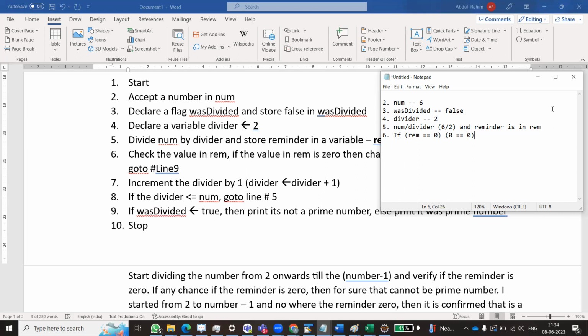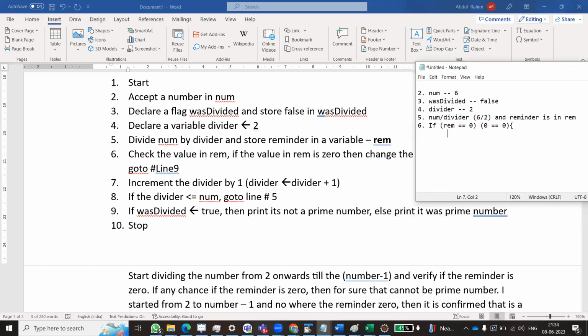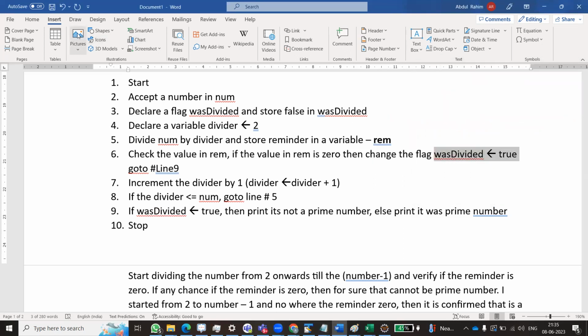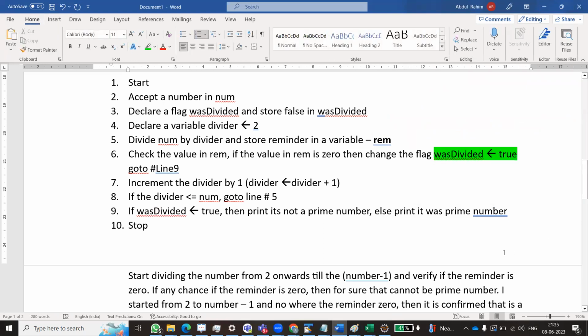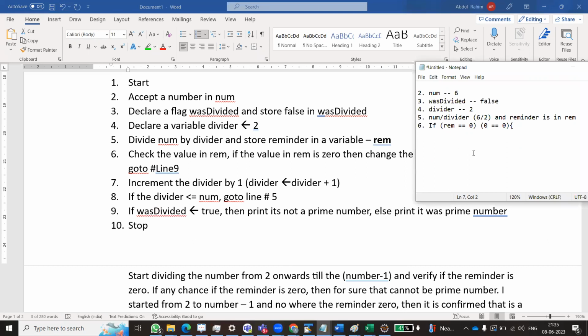It is not a prime number. We cannot go on in the very first instance here. So we will say change the flag. If the remainder is 0, we are saying change the flag was divided to true. Okay, right? And then we are going to line number 9.